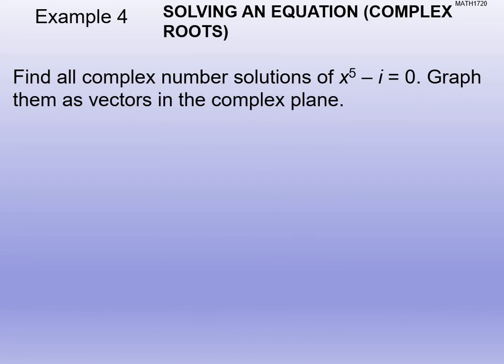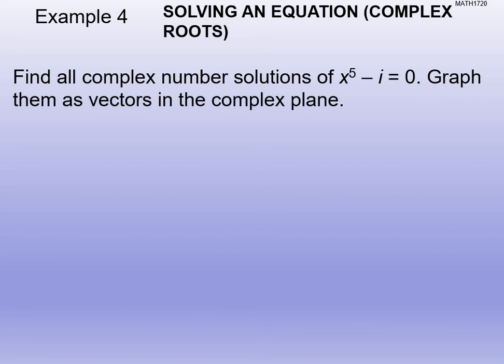Alright, example 4, we're going to solve an equation with complex roots. We want to find all complex number solutions of x to the 5th minus i equals 0. We're going to graph them as vectors in a complex plane, deeming real is in the x and imaginary is in the y part of the plane.